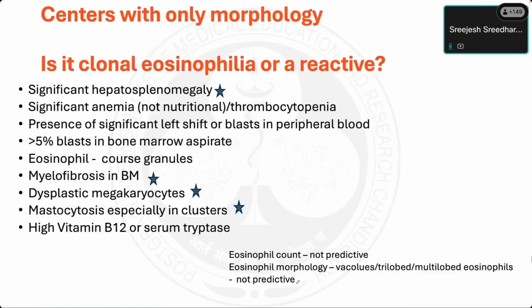What I want to highlight is that there might be many centers which do not have flow, cytogenetics, or NGS, but these points will help to say that you are likely dealing with a clonal process: significant hepatosplenomegaly, more than 5% blasts in the aspirate, myelofibrosis in the bone marrow, dysplastic megakaryocytes, and the presence of mastocytosis.